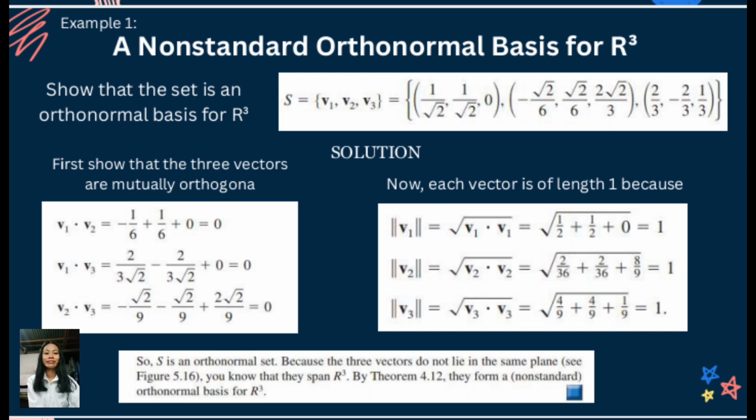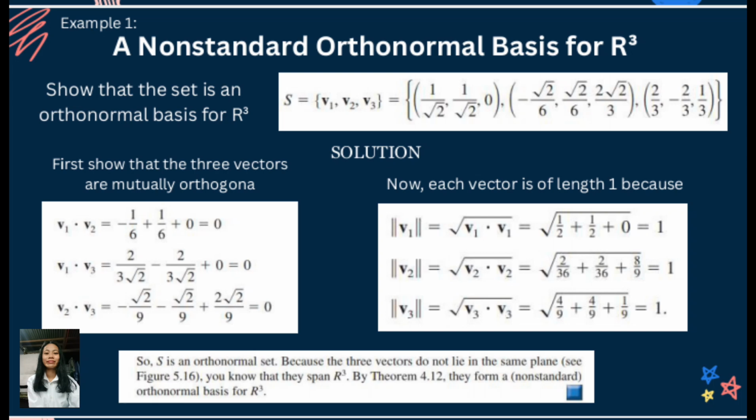S is equal to B sub 1, B sub 2, B sub 3. B sub 1 is 1 over square root of 2, 1 over square root of 2, and 0. So, B sub 2 naman is negative square root of 2 over 6, square root of 2 over 6, tsaka 2 square root of 2 over 3. Yung B sub 3 naman, meron siyang 2 over 3, negative 2 over 3, tsaka 1 over 3.